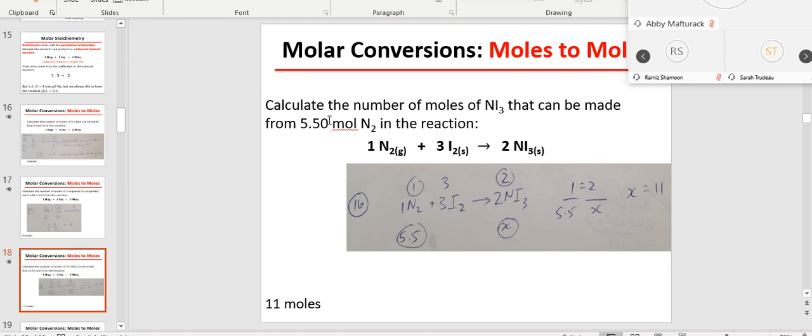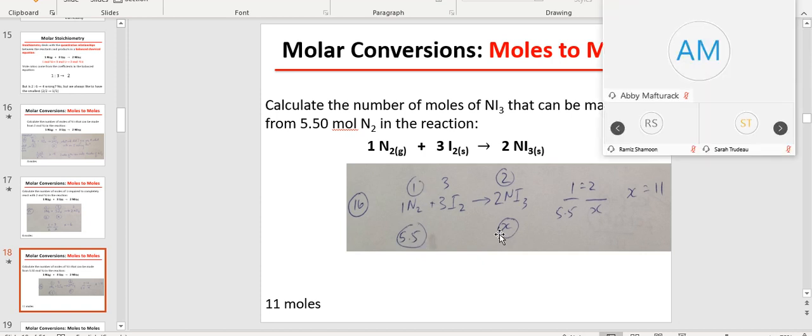So here, calculate the number of moles of NI3 that can be made from 5.5 moles of N2. Well, there's your molar ratio. It doesn't change. All of these don't change, the same steps. The chemical equation will change, but the steps do not. So how many moles of this can I make if I had 5.5? Well, set it all up, do your box, and away you go. Okay?